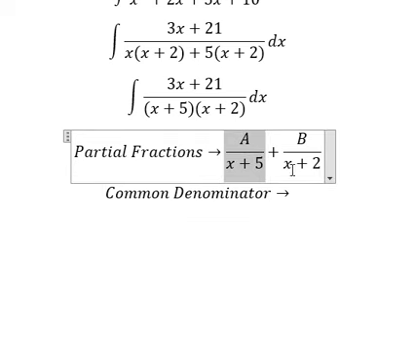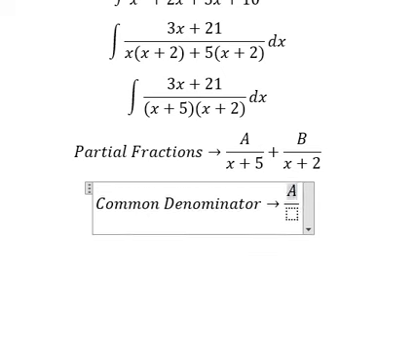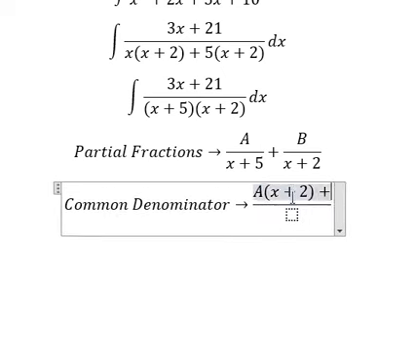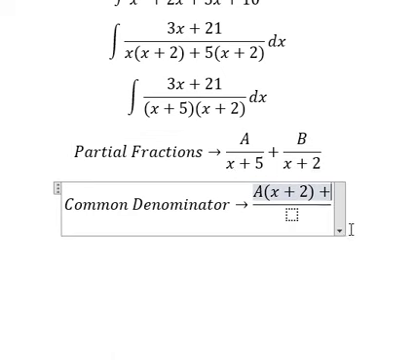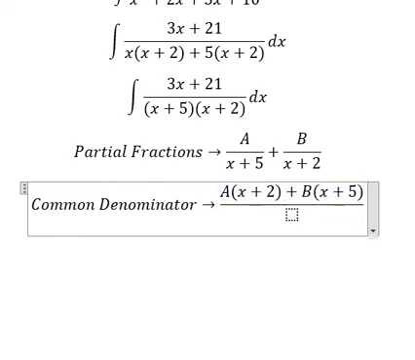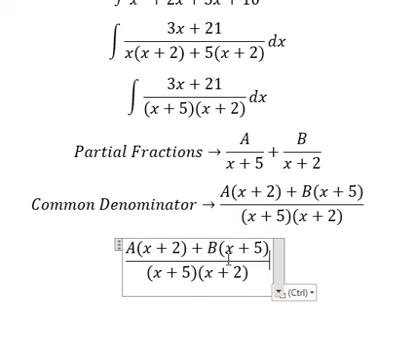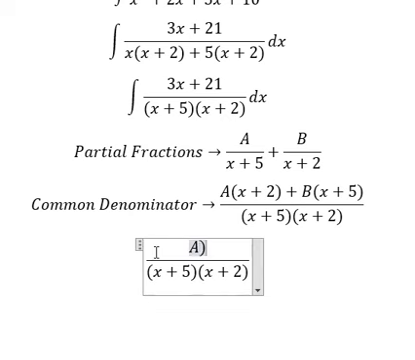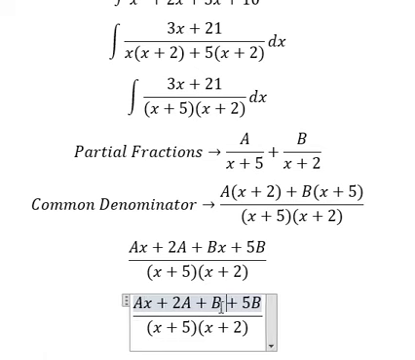About this one, it is missing s plus number 2, so capital A multiplied by s plus number 2. About this one, it is missing s plus number 5, so capital B multiplied by s plus number 5. And now we need to expand this one. So we need to arrange based on the terms of s.